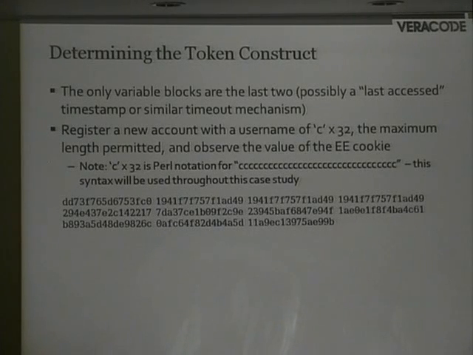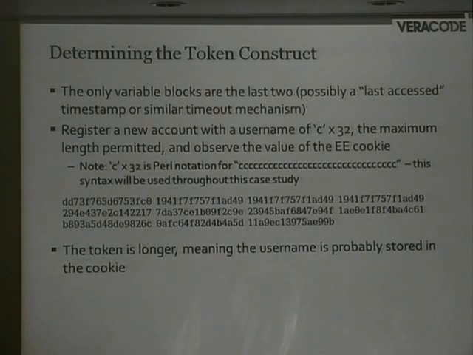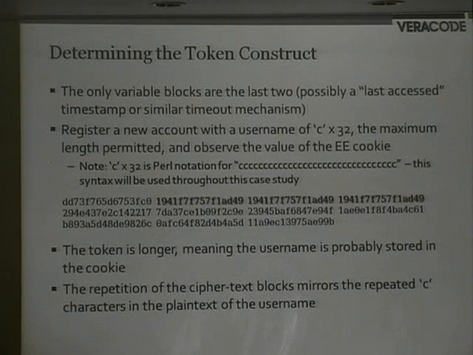So we register a new account in the application with a really long username, 32 bytes, which is the maximum length that it would let you select for a username. And now I've got this cookie back that's 11 blocks long instead of the 7 block ones that we were looking at before. So clearly I have a direct influence on the length of that cookie, which is what I just said. The token is longer, meaning the username is probably stored in the cookie.